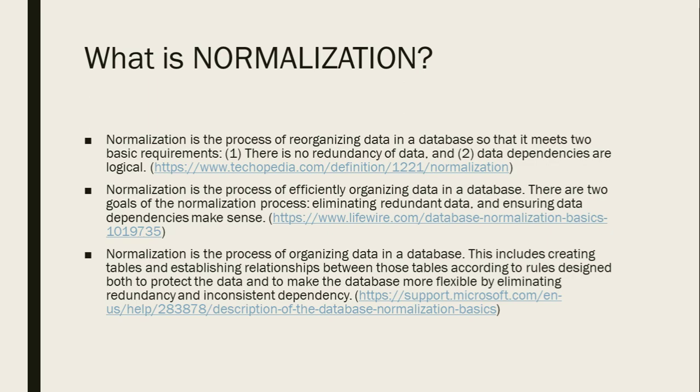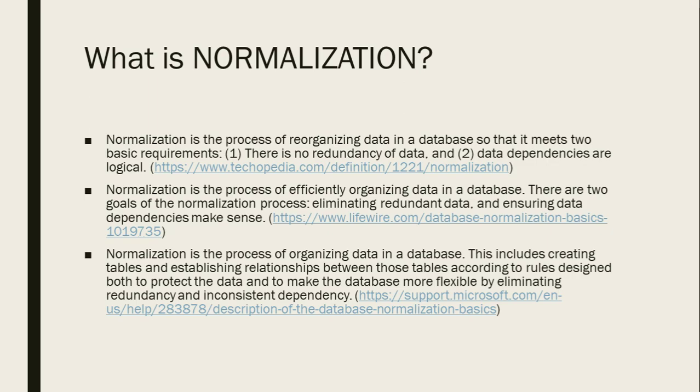According to livewire.com, normalization is the process of efficiently organizing data in a database. There are two goals of the normalization process. Number one, eliminating redundant data, and the second one, ensuring data dependencies make sense. And now, according to Microsoft, normalization is the process of organizing data in a database. This includes creating tables and establishing relationships between those tables according to rules designed both to protect the data and to make the database more flexible by eliminating redundancy and inconsistent dependency.